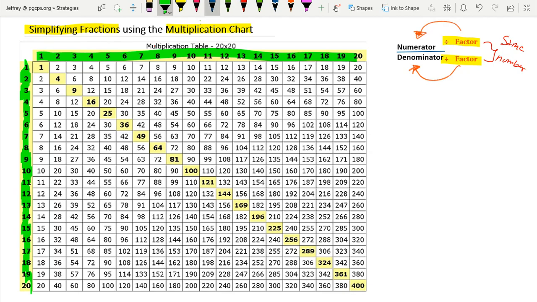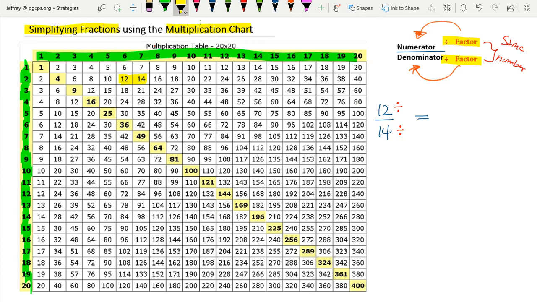Now, let's start with our first fraction, which is 12 over 14. So when we simplify these, we need to think about a number or a factor that we can evenly divide into 12 and 14. So the way I use it, I'm going to look for 12 and 14 in the multiplication chart inside this table. So now let me look. 12 and 14. Oh, I have 12 here and 14 here.